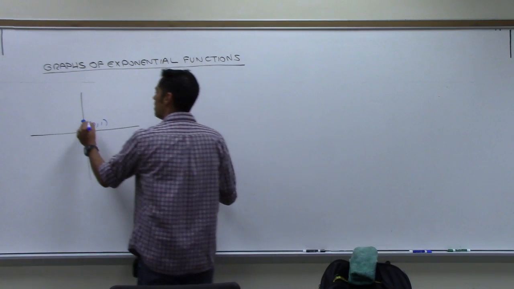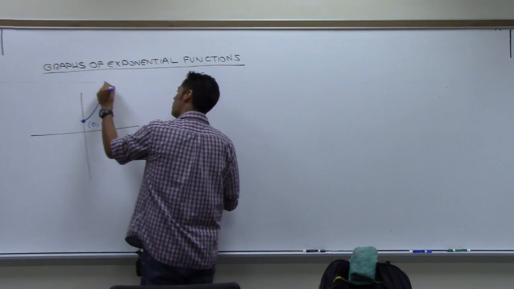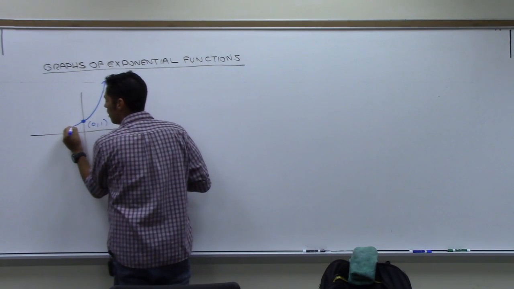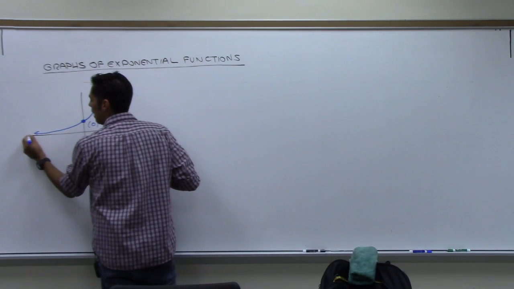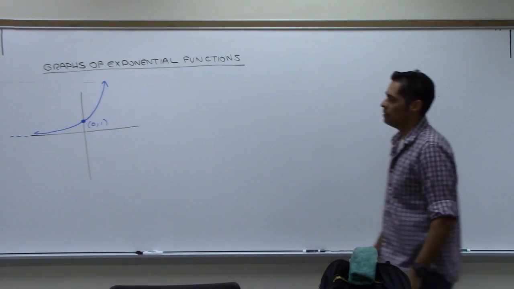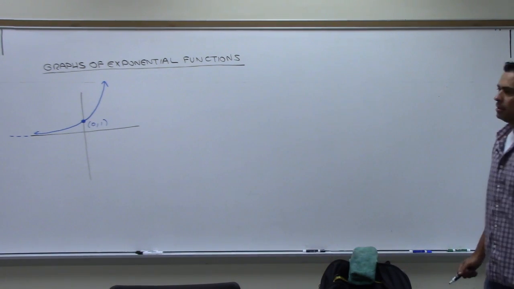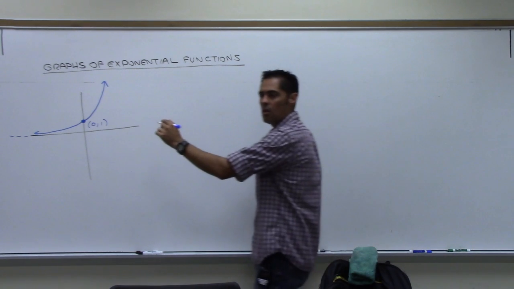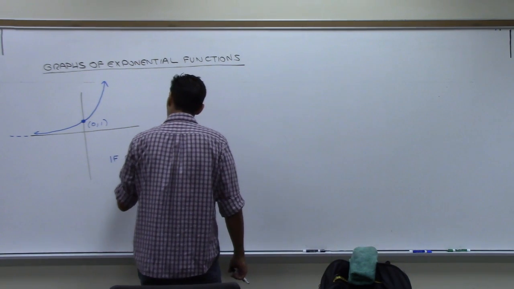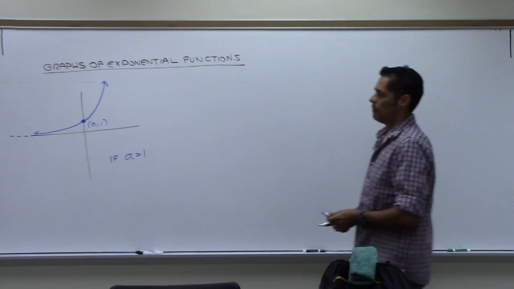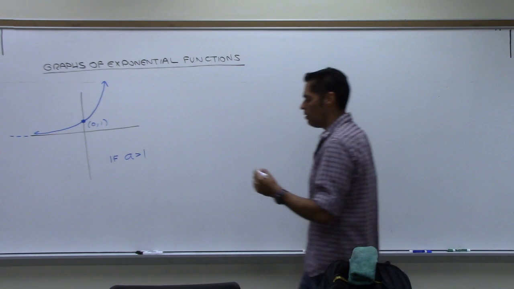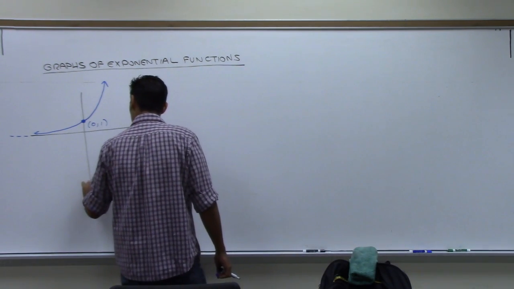And then to the right, it's going to grow very rapidly. It will grow like this. And then to the left, it's going to die down, and it will actually have a horizontal asymptote out to the left-hand side, like this. This is what they look like if a is greater than 1. And in this case, we call this exponential growth.